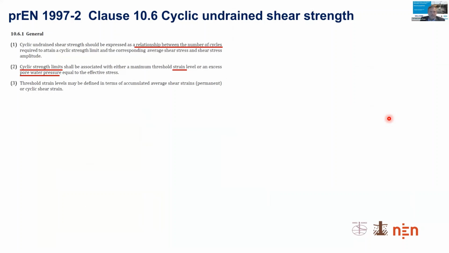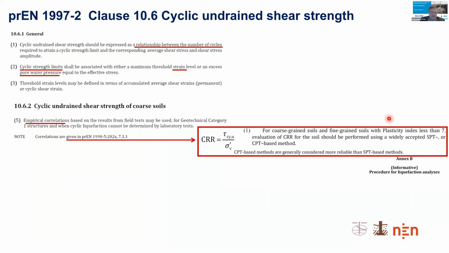Same for cyclic undrained shear strength, which has to be defined with respect to the effect of a given number of cycles in terms of available shear strength. This should be investigated in the lab, but more often, especially for coarse soils, it is not easy to get undisturbed samples to the lab. So it is stated that there is the possibility of using empirical correlations. And for this, a direct reference to Eurocode 8 part 5 is included in the code.